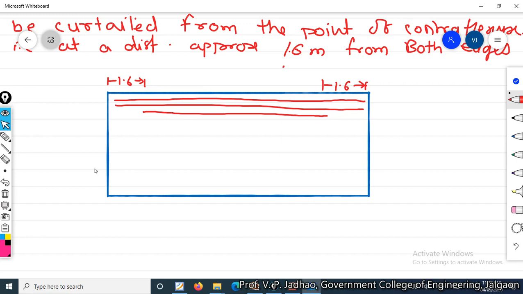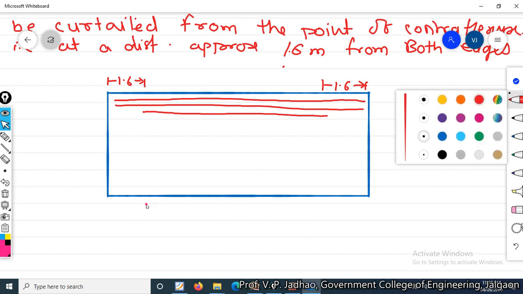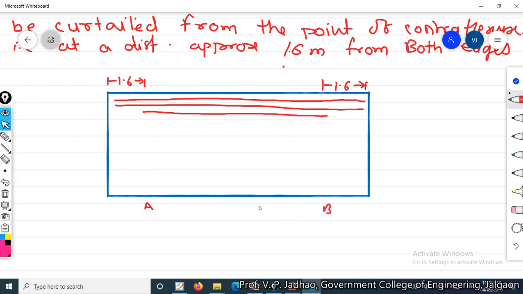negative bending moment, whereas for positive bending moment from point A to C and B to D, only 16 number of bars are required. From this column center A to B, we will require a total of 21 number of bars, whereas from A to C and from B to D, we require only 16 number of bars. So out of this total 21 number of bars, we can curtail 5 number of bars.